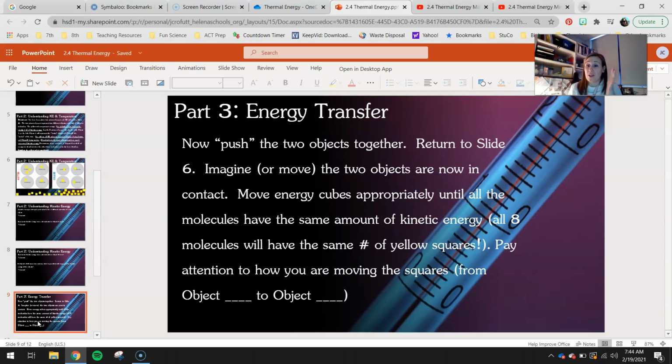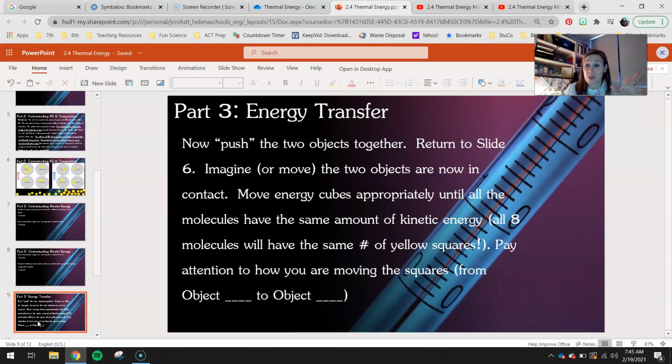Again, we talked about how if you feel something cold, it's because you're losing energy, okay? If you touch something that's hot, you're gaining energy from that object. So it feels hot because you're getting energy. It feels cold because you're losing energy. Okay, so what you guys are going to do is push the 2 objects together. So you're going to go back to slide 6.